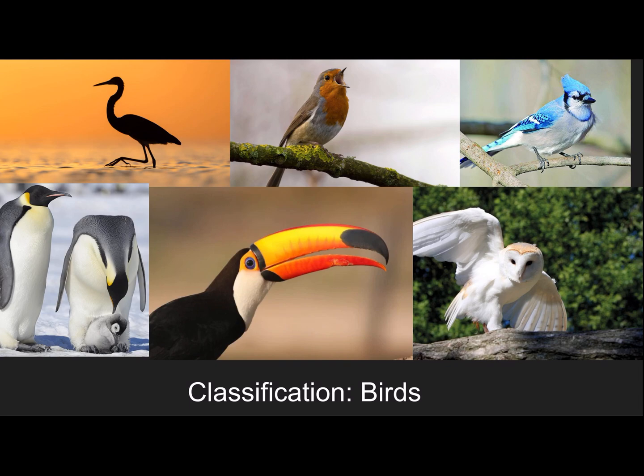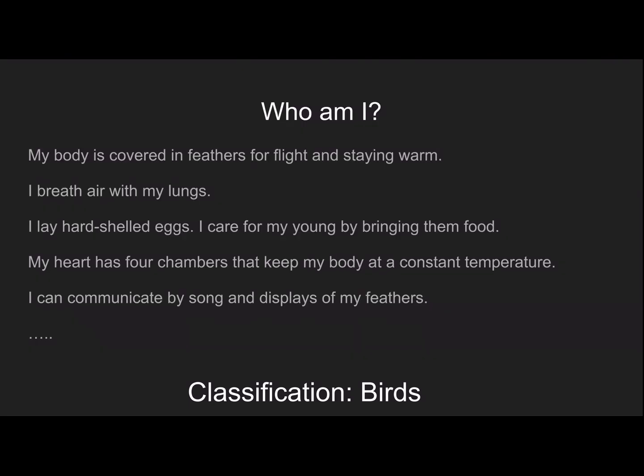So notice, owls is not a class. Owls is a species. Owls are one type of bird. Toucans is a species. It is not a class. Penguins is a species. You're not doing this about one species. You're doing it about the whole class of birds. I want to be very specific. So you would not say, who am I?